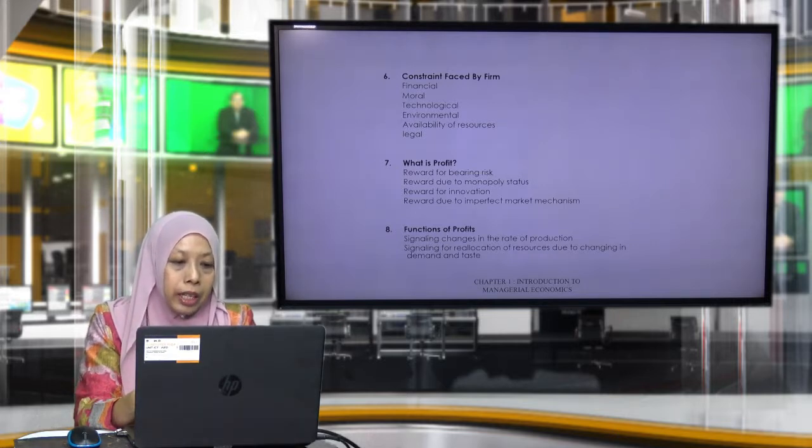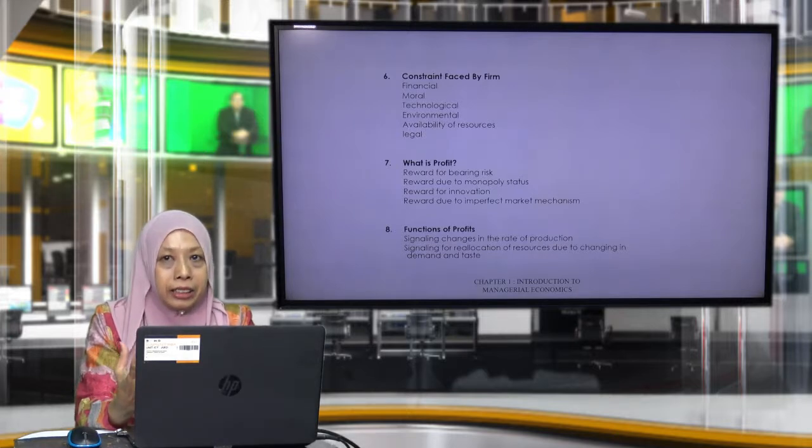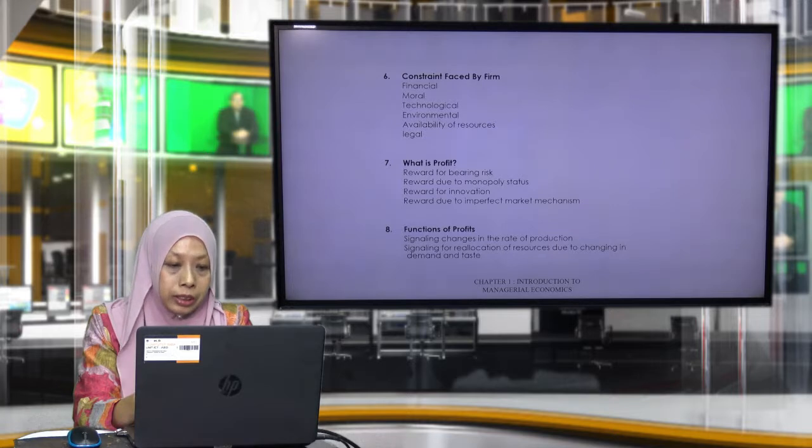So what are the main functions of profit? Well, profit serves several functions. One of the functions is that it is a signal that the firm needs to change the rate of production. So if, let's say, the profit level increases, this shows that the firm needs to produce more output because demand is increasing. Profit also serves as a signal to reallocate resources, due to changing demand and taste.